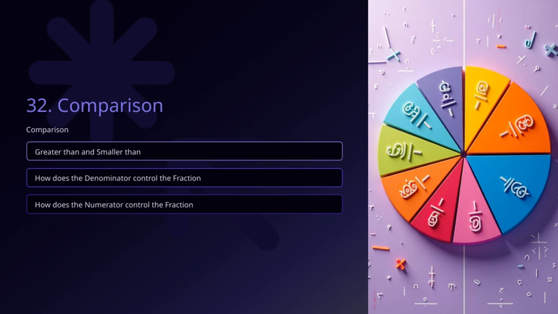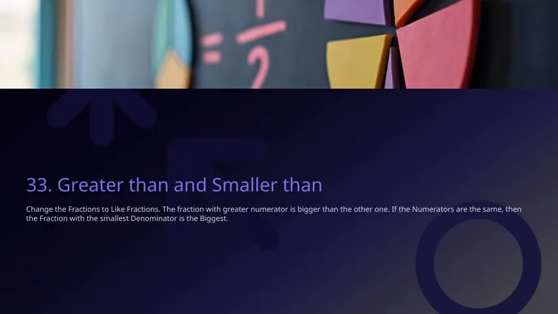Connecting these ideas to the overall theme, understanding how the numerator and denominator influence the size of a fraction helps us compare fractions more effectively. It allows us to determine which fractions are greater or smaller, guiding us in making accurate comparisons and decisions in math.